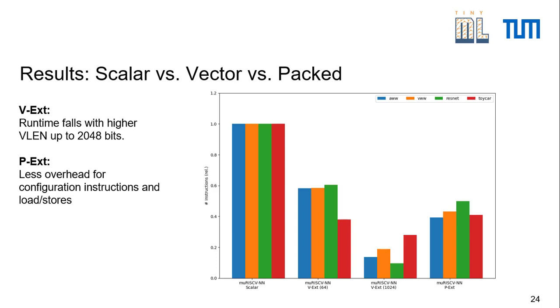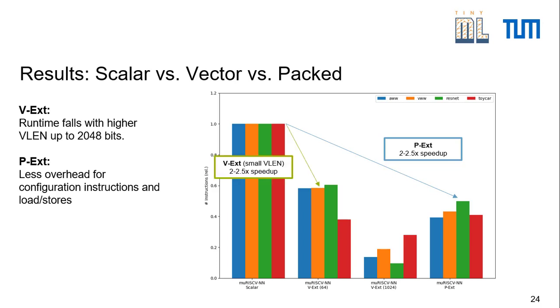Now we only consider muRISCV-NN and want to see how the vector extension in two different configurations and how the packed extension perform compared to the scalar version of muRISCV-NN. Let's first look at the packed extension. Here we can get a speed up factor of between 2 and 2.5. While for the vector extension with a relatively small vector length of 64 bits, we can get roughly the same results. If we increase our vector length to 1024 bits, the speed up depends on the used model. So we can expect something between 3.5 and 11 times faster inference compared to the scalar version.